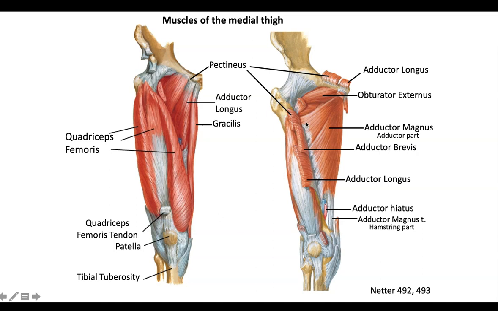There is another muscle which is very deep, the obturator externus. Obturator externus muscle is also considered a medial compartment muscle, and it has its attachment over the external surface of the obturator membrane.